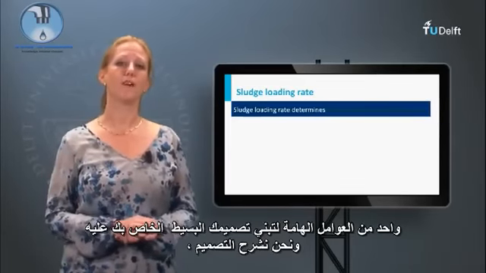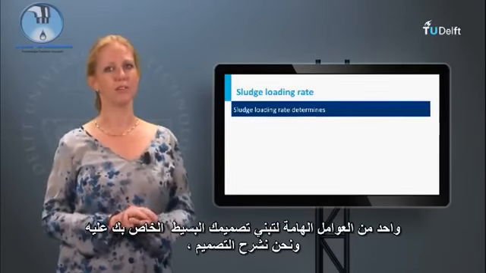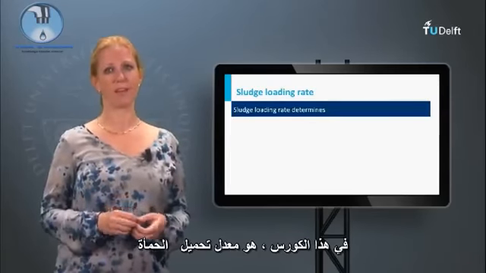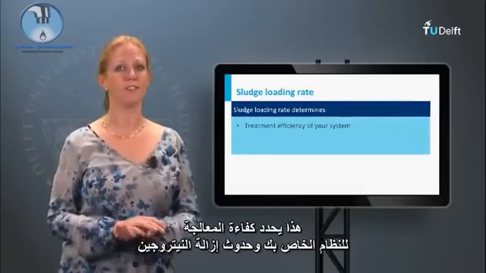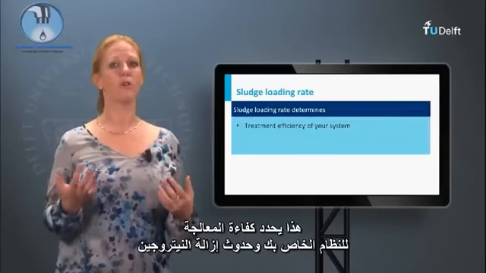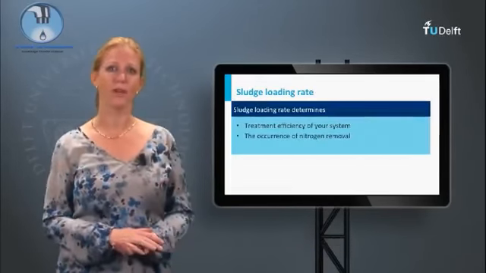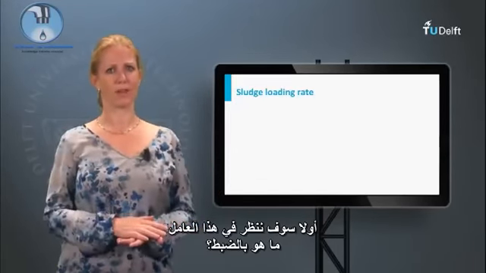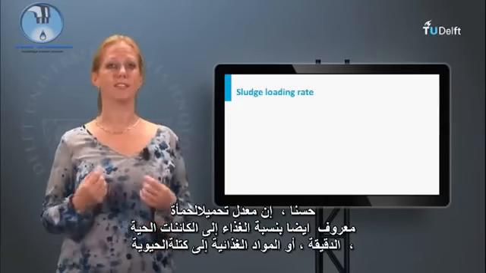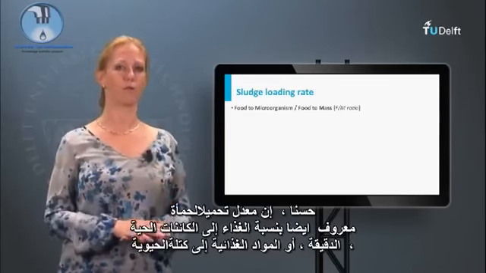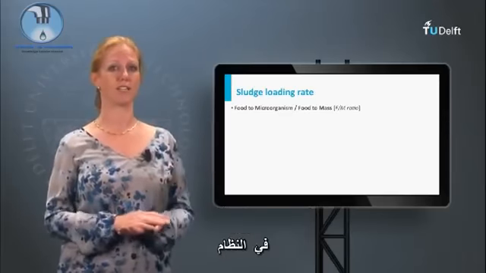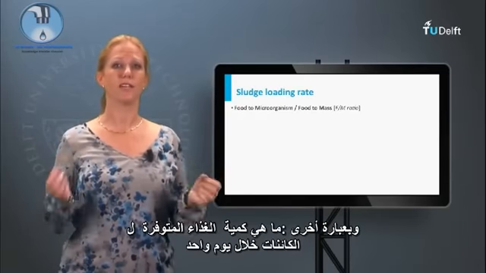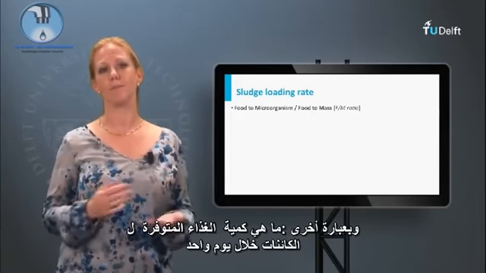One of the important parameters to base your simple design on, as we explain the design in this MOOC, is the sludge loading rate. This determines the treatment efficiency of your system and the occurrence of nitrogen removal. First we look into this parameter. What is it exactly? Well, the sludge loading rate is also known as the food to microorganism or food to mass ratio applied to a system. In other words, how much food is fed to the bugs during a day.